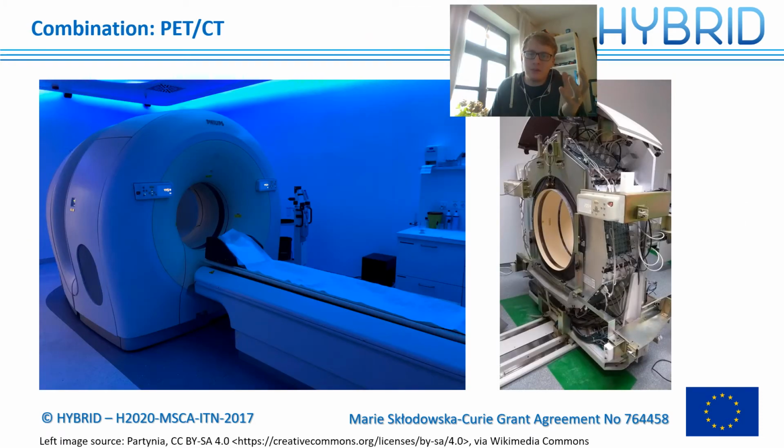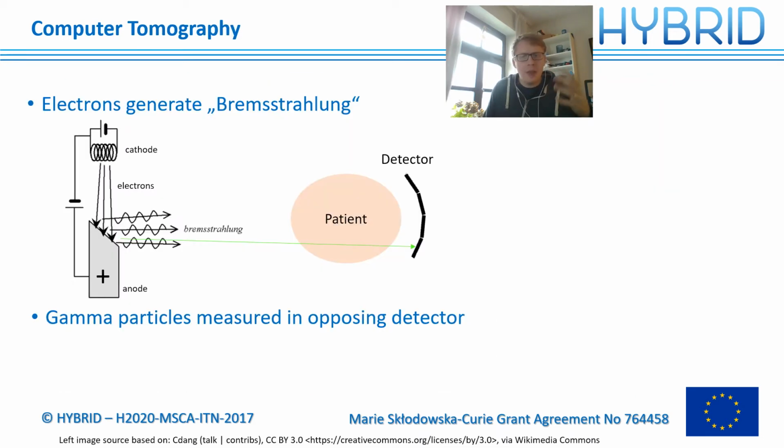It's also nice to combine those two. For example, in here we've got a CT scanner, and just behind it there's a PET scanner. If you open this up, it looks something like this. There are lots of detectors around your patient. Let's focus on CT first, because it is in a way similar, but then it is not.